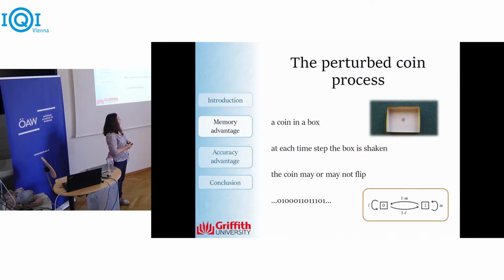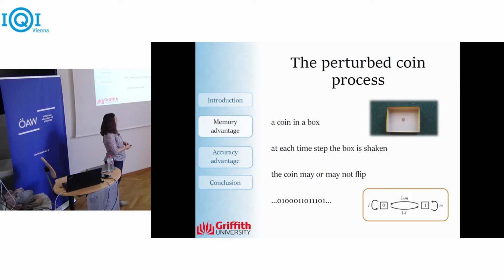Okay, so let's look at a very basic example. This is called the perturbed coin process, and you can think of it as a coin in a box, where at each time step you shake the box somewhat, and then you check whether it's in heads or tails. Say heads is 0, tails is 1. So then you get an output. And doing this many times, you produce a bit string. And basically, this is the model of this stochastic process.